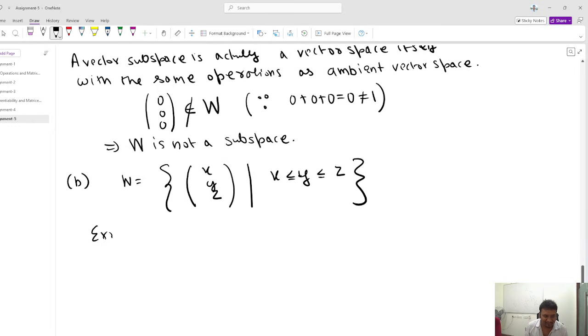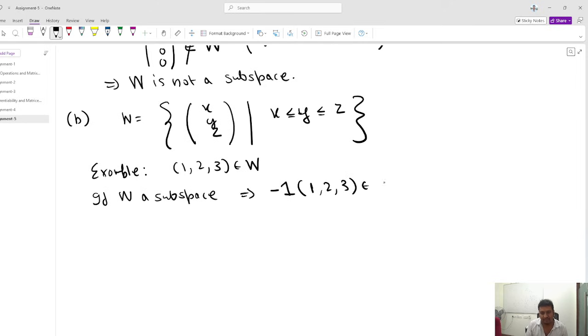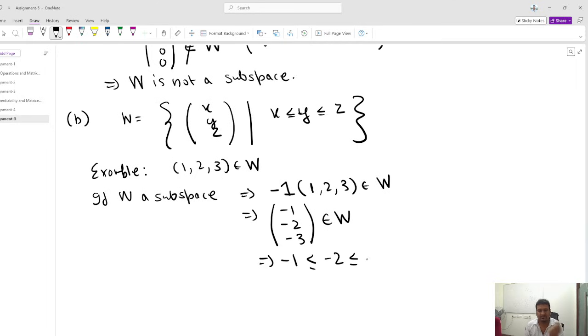So, example, let's take some vector (1, 2, 3). This belongs to W, right? By definition. So if W is a subspace, this implies -1 times (1, 2, 3) also must belong to W, right? But what is it? (-1, -2, -3) belongs to W. What this implies? This belongs to W, meaning -1 is less than or equal to -2 is less than or equal to -3.